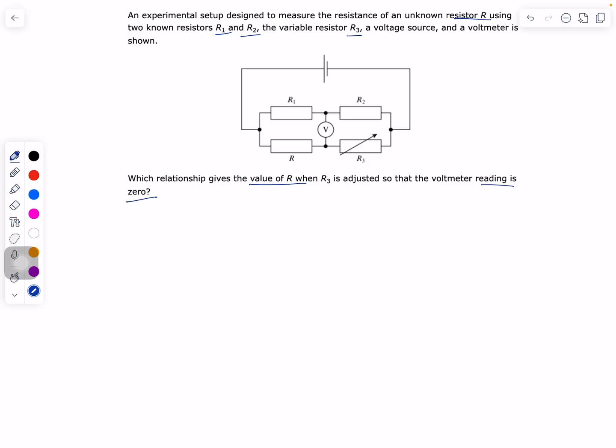Okay, so this circuit is called a Wheatstone bridge problem, and we use it to measure resistances that we don't know. Okay, so when the voltmeter is going to be 0, then that means that the voltage that drops across R1 and R2 is the same as the voltage that drops across R and R3. Okay, so another way that we can draw this is like this. Okay, so it goes like this.